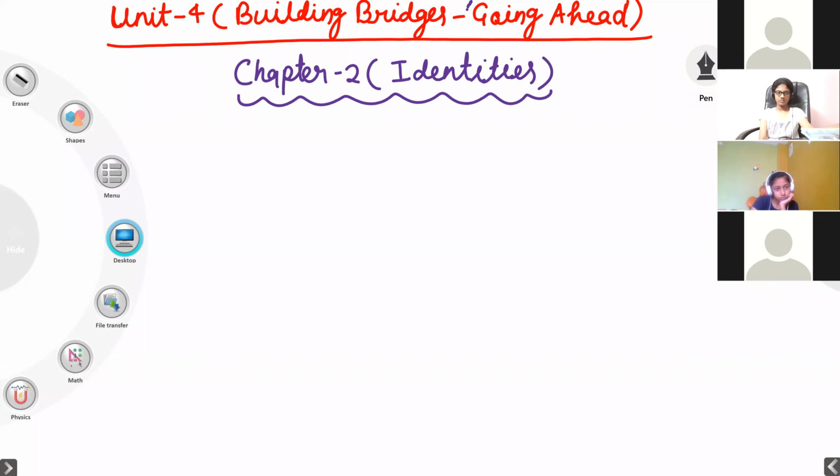Next, we will learn a plus b, a minus b. This concept we are going to learn in this chapter. Before starting this chapter, firstly, I want to explain what is equation and what is identity.